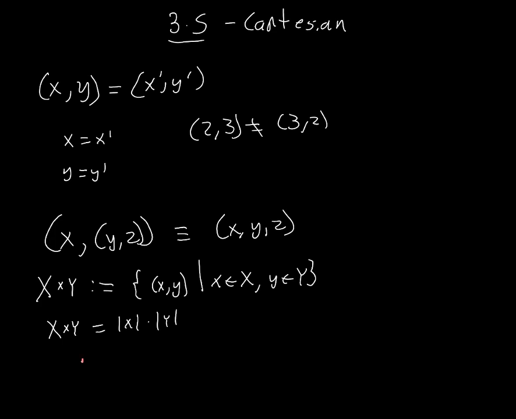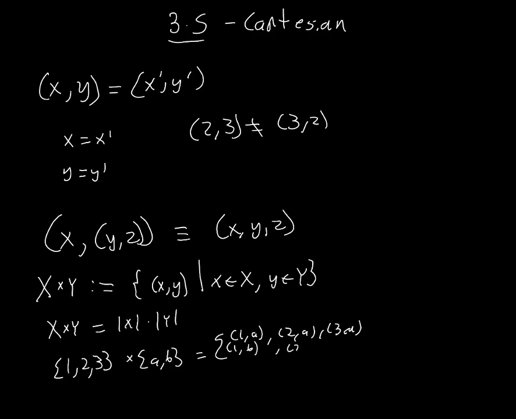So let's get an example. If I consider the set {1, 2, 3} times the set {A, B}, I don't want to write down all that. I get (1, A), (2, A), (3, A), (1, B), (2, B), (3, B). There's no C, it's just A and B. So we can see that the cardinality of this is 3 times 2, which is equal to 6.